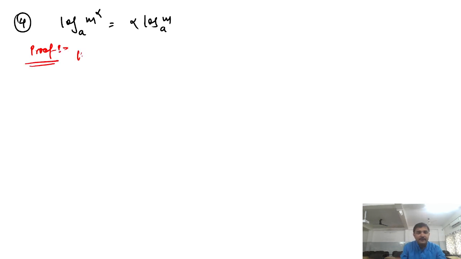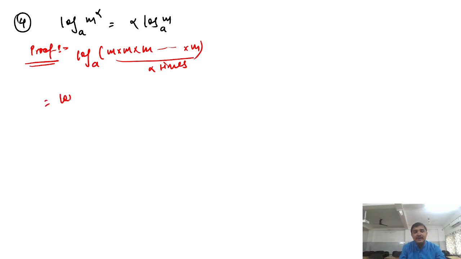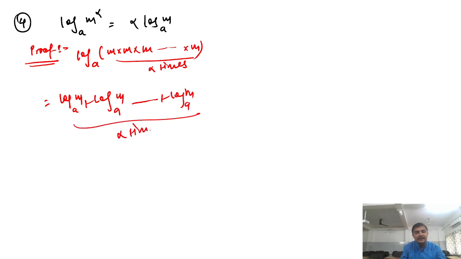So sir, log of, tell me, m power alpha, can I write it as m into m into m, how many times? Alpha times m. Now you people will let me know, sir, product can be converted into sum. We can write it as log m base a plus log m base a, how many times? Alpha times. Now if I'm adding alpha times the same thing, what will I get? Alpha times log m base a, which is actually equal to log of m to the power alpha base a. So from here clearly we can say, if we are having power of argument, that will directly move into the product.